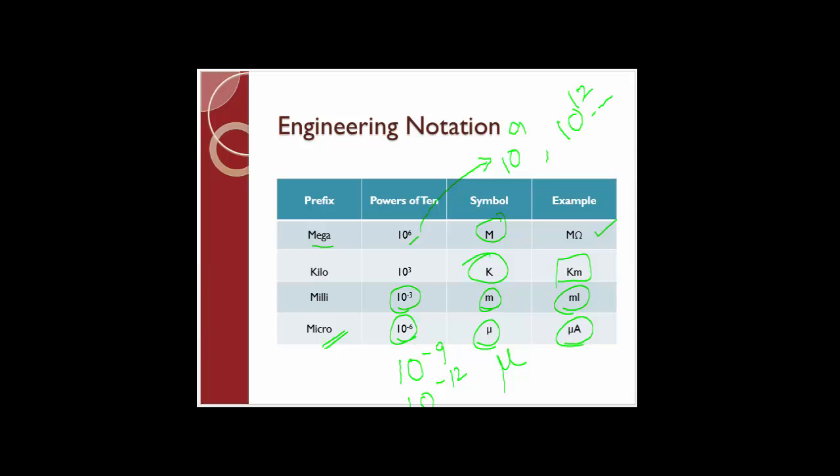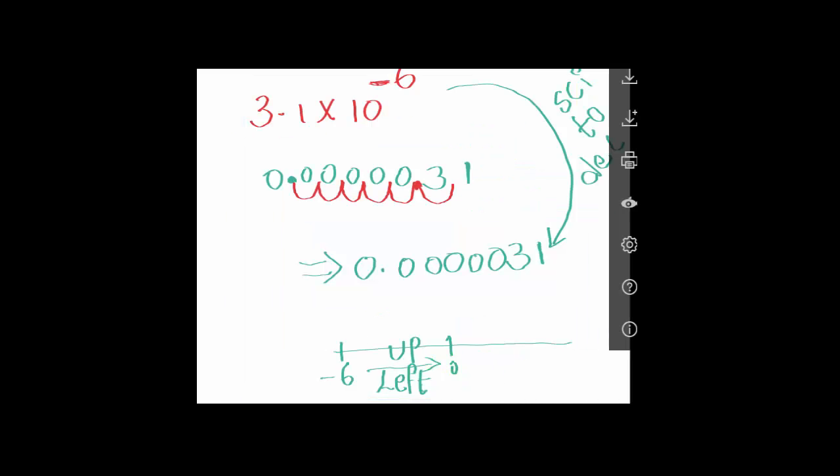So let us take a few examples and see how we can convert a decimal number into an engineering notation. Let us take a number. So for example, I have a 109.00.96.